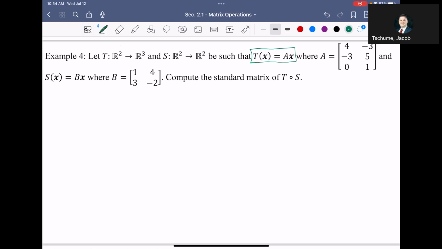So double checking, remember with transformations, the first dimension is the number of columns and the second dimension is the number of rows. So it makes sense that A is going to be a 3 by 2 matrix. And if we let S of X be a different matrix multiplication, now with this dimension, your column and rows match, so it makes sense that your matrix B is going to be a 2 by 2 matrix here. The homework's going to ask you to compute the standard matrix, T of S.